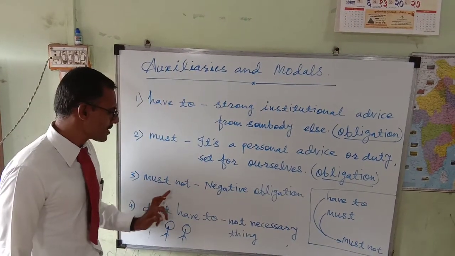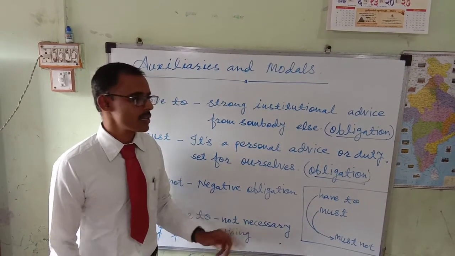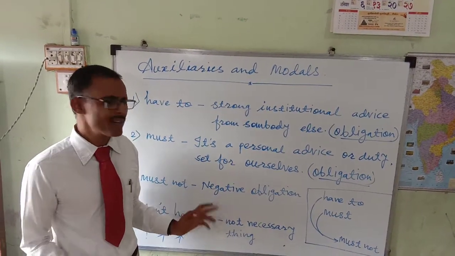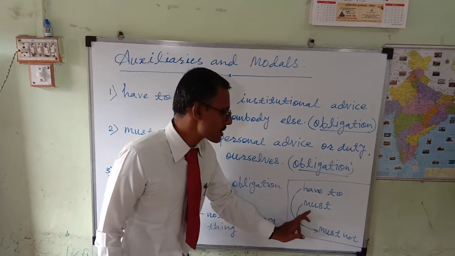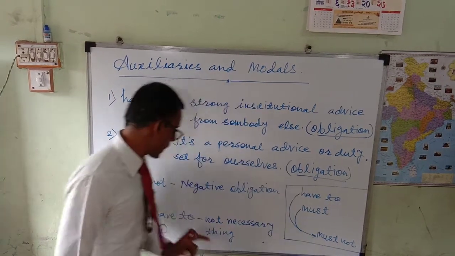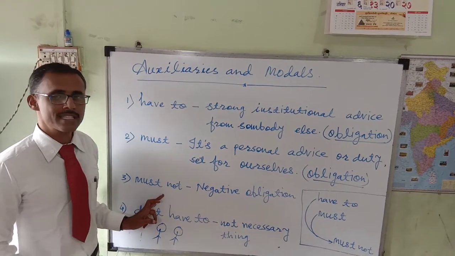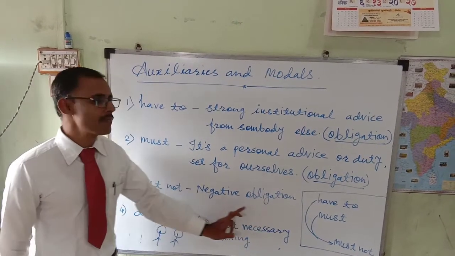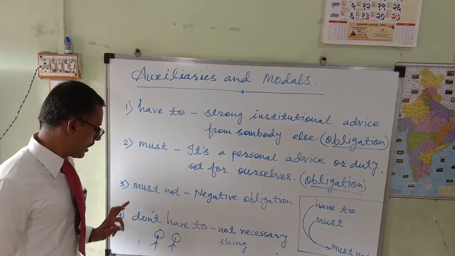Move forward after that to must not, the negative obligation. It's very easy. Negative means you must not stay there. You must not use that type of language. Have to and must both transfer into must not. You must not go there. You must not talk at assembly time. This is a very simple modal.